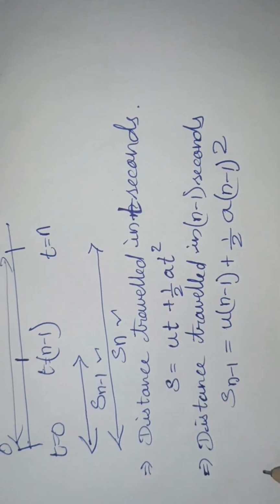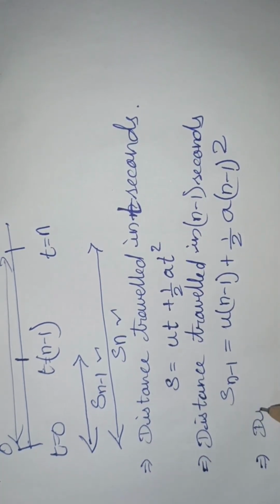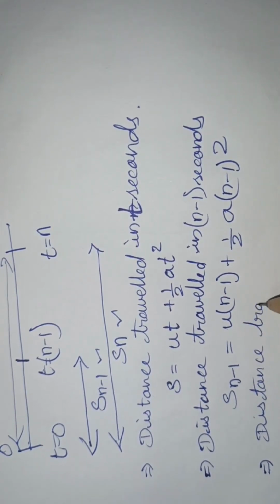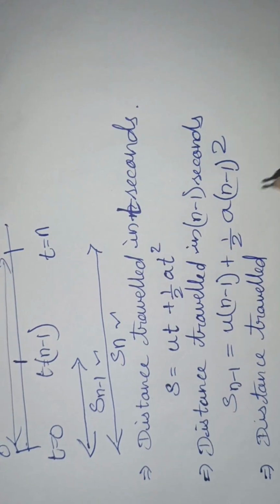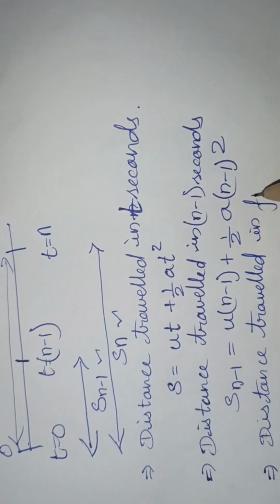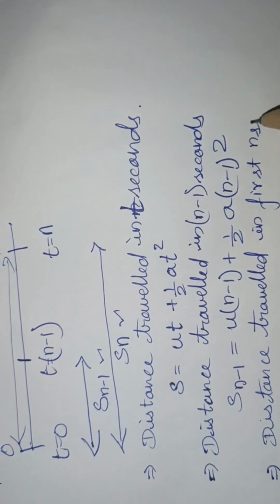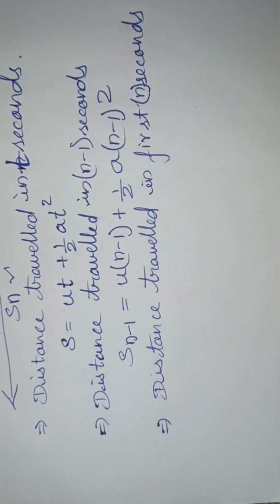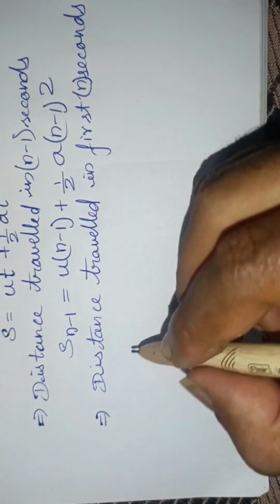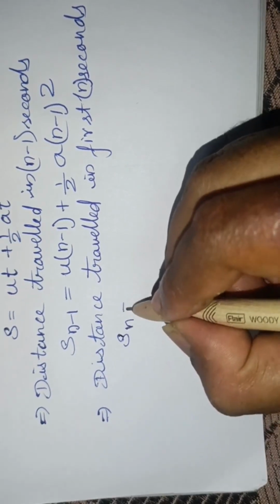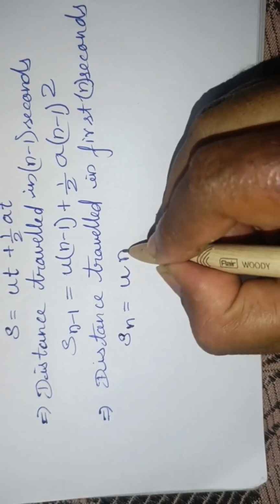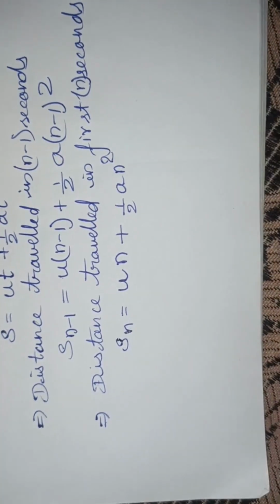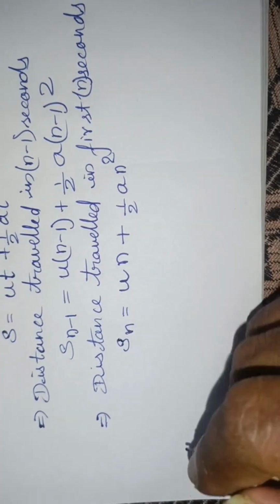Next, the very next term we would like to start up with is the distance traveled in the first n seconds. How would you name this? The equation stands as S of n equals u times n plus half times a times n square. Next, hence the distance traveled in the nth second is.